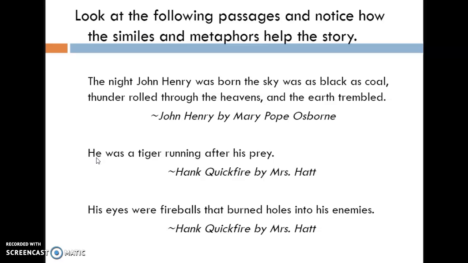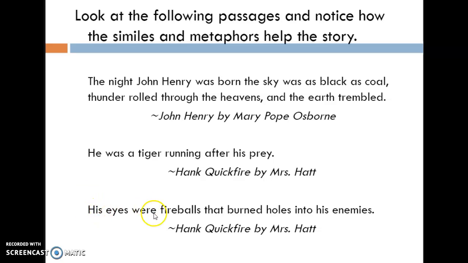Here, he was a tiger running after his prey. Simile or metaphor? This one's a metaphor because it's saying that one thing is or was another. Next we have, his eyes were fireballs that burned holes into his enemies. This one is also a metaphor.